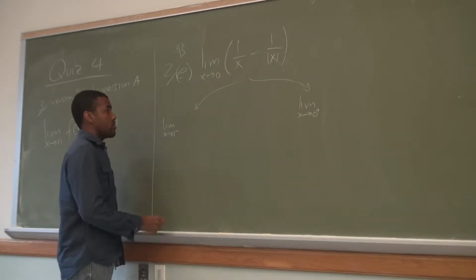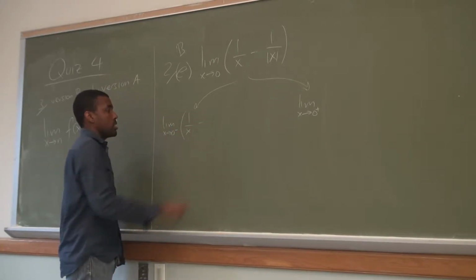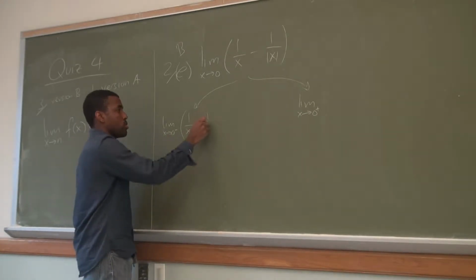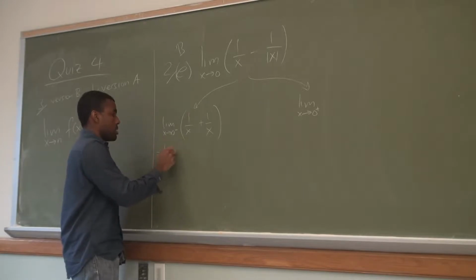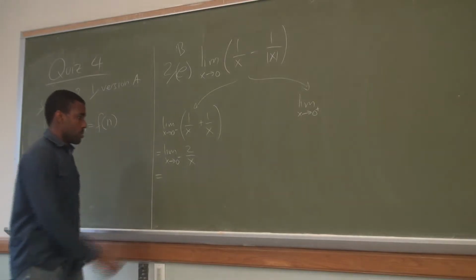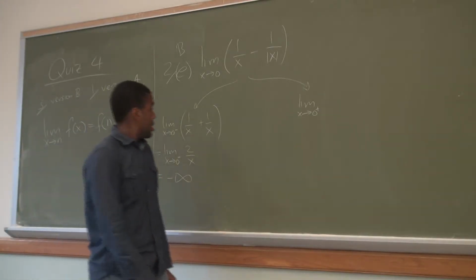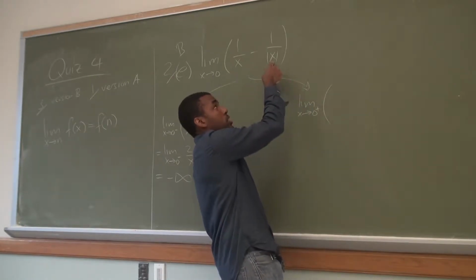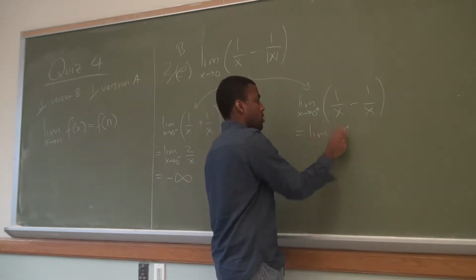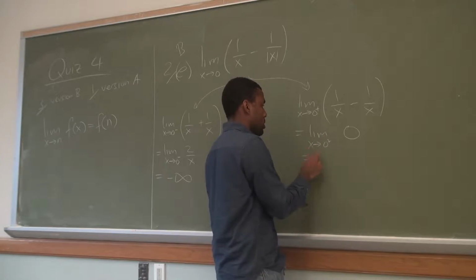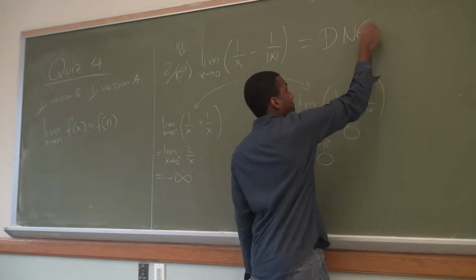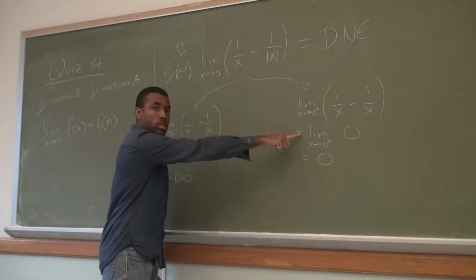From the left side, your function behaves like 1 over x minus the absolute value of x. The absolute value when x is less than 0 gives you negative, so this will give you plus. So this is just the limit as x approaches 0 from the left of 2 over x, and as you approach 0 from the left, this goes to negative infinity. When x is positive, the absolute value returns positive x, so this just becomes 0. So this is negative infinity and that is 0, which means that this limit does not exist. And for those of you on version A, this would be 0.